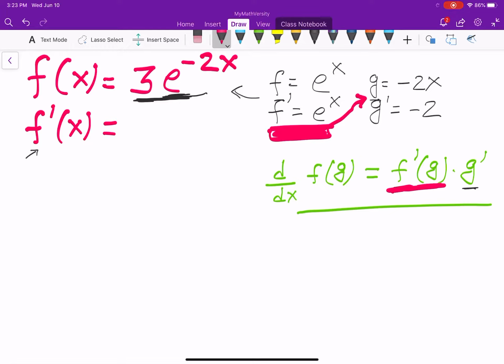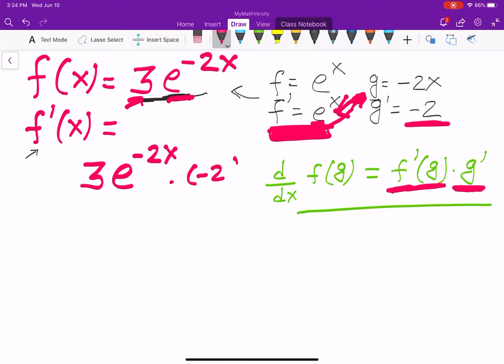So let's do that. By the way, we have the 3 multiplied with e to the power minus 2x. So let's apply the constant multiple rule, which means 3 stays as it is. Now to find the derivative of e to the power minus 2x, let's compose f prime, which is e to the power x, with negative 2x. How do you compose? Replace x completely by this g function. So we get e to the power minus 2x. Now we have times g prime, so we also need to multiply by negative 2, right?